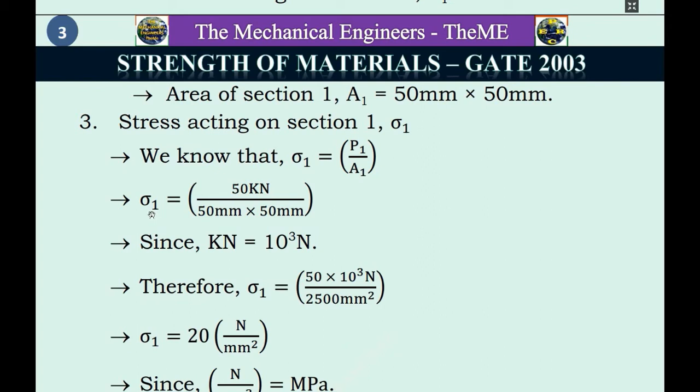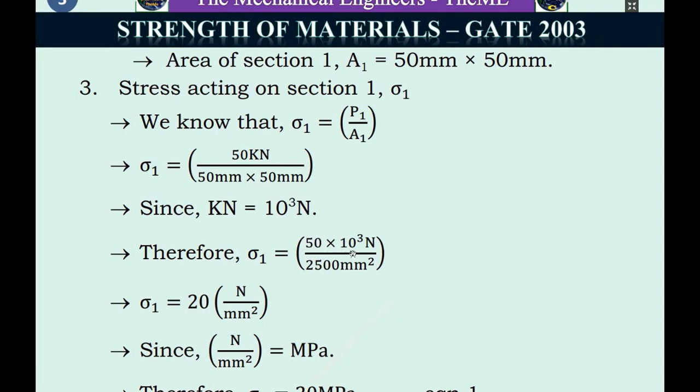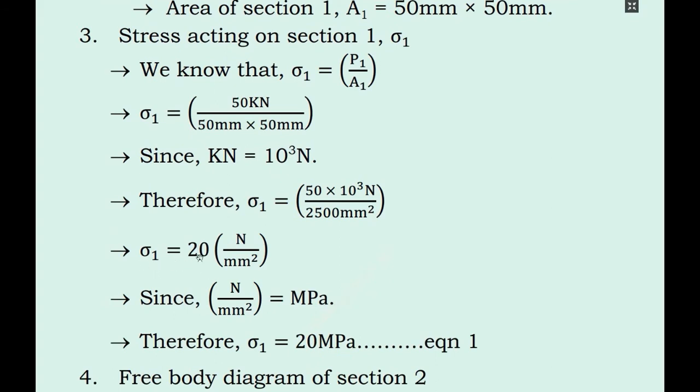So sigma 1 is equal to 50 kN divided by 50 mm into 50 mm. We know that kilonewton is 10 power 3 Newton. So this 50 kilonewton will be rewritten as 50 into 10 power 3 Newton, and 50 mm into 50 mm is 2500 mm square. So sigma 1 is equal to 50 into 10 power 3 Newton divided by 2500 mm square, which is 20 Newton per mm square. But Newton per mm square is megapascal. Therefore, sigma 1 is equal to 20 megapascal. Consider this as equation 1.